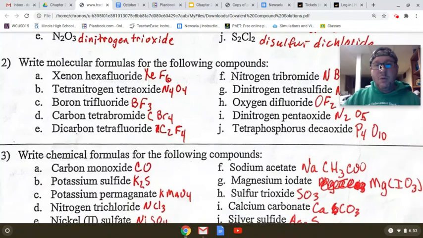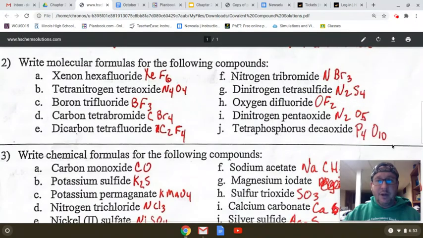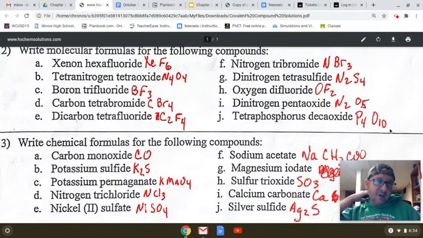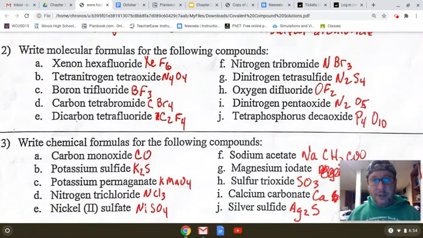And I'm going to have to move my picture of my beautiful self here. So I'm out of the way. This time we're going to flip the direction. We're going to go from name to formula.